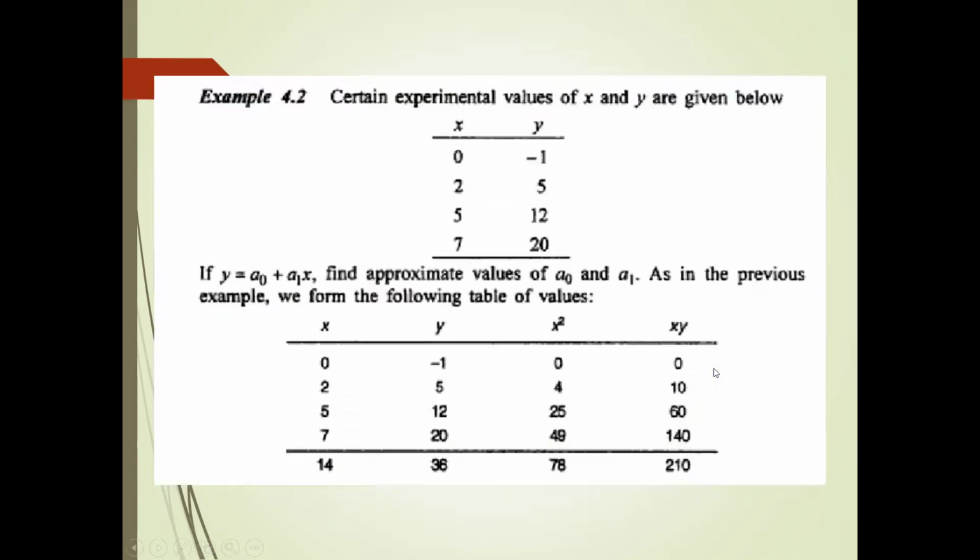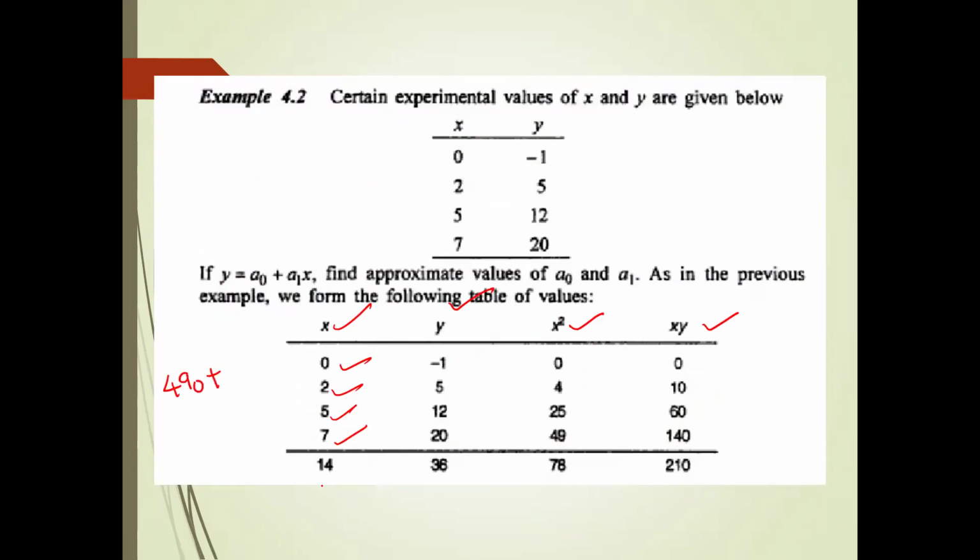The next one is C. Same method. x is given, y is given. For every problem, what you have to do? You have to calculate x square and xy. You all know that. So use the calculator. Simply use the calculator and find these values. So how many values are there? 1, 2, 3, 4.